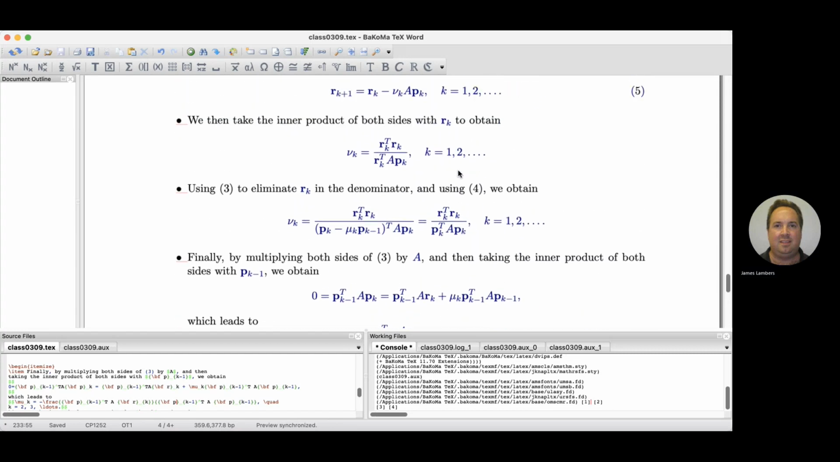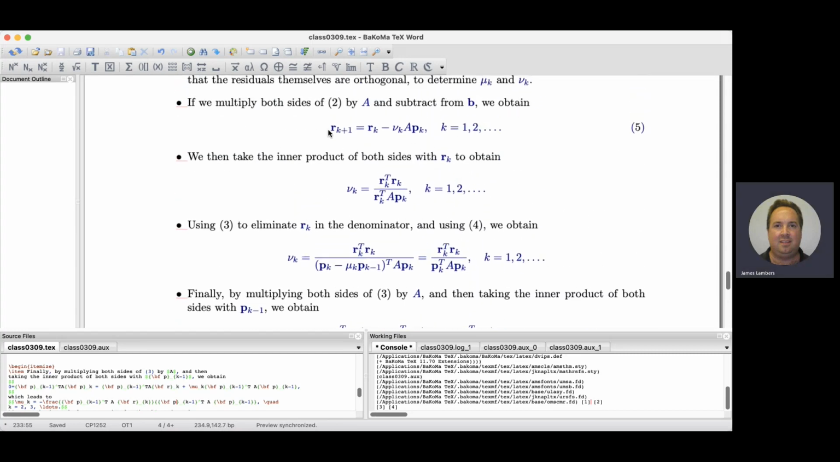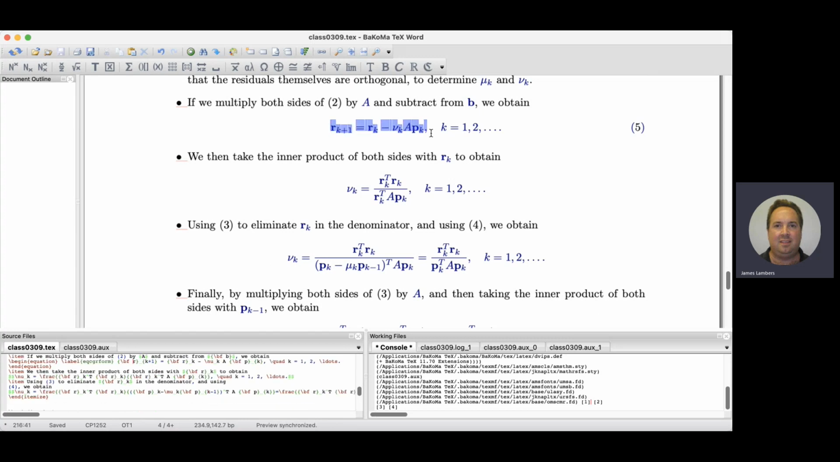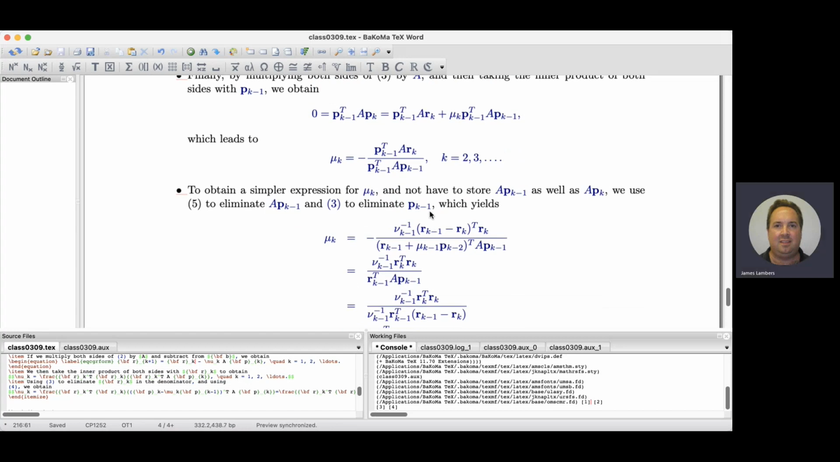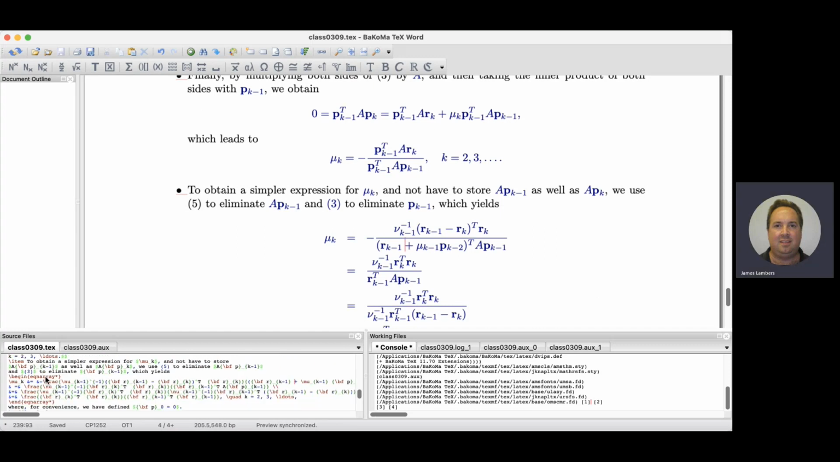So how I got these manipulations: if I look at this equation right here, and I reduce all of the indices by 1, this gives me a way of taking A times any search direction and expressing it as the difference of 2 consecutive residuals. Because what I'm having down here, actually, I'm going to add another step so you can see it more easily.